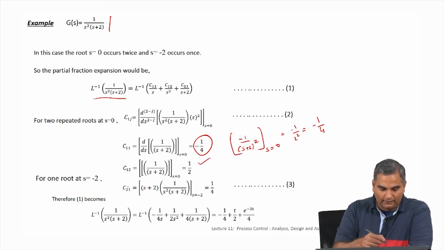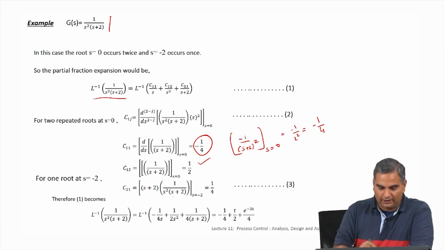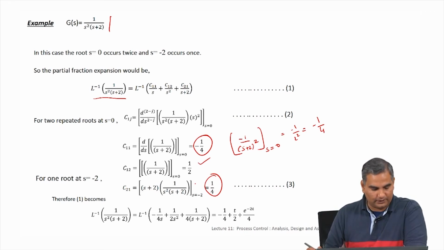For C21, since it is not repeated at all, what I need to do is multiply gs by s plus 2 and substitute s equal to minus 2, the root's value. So, when I do that, s plus 2 and s plus 2 get cancelled, I have 1 over s squared, and when I put s equal to minus 2, I get 1 by 4. Look at how simply we are able to do this computation.